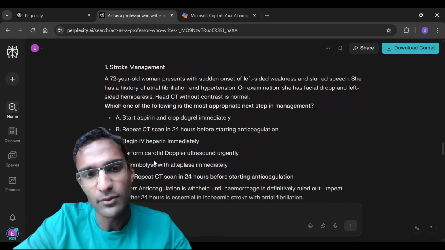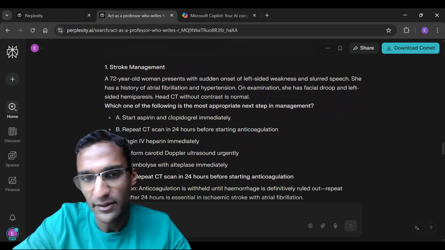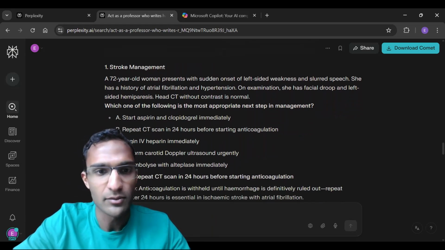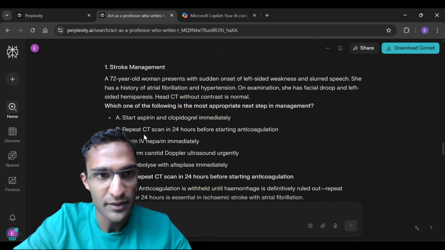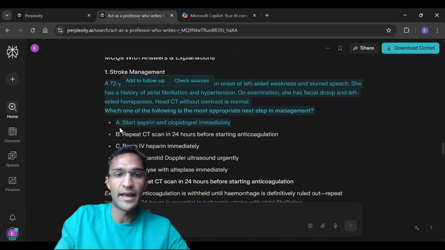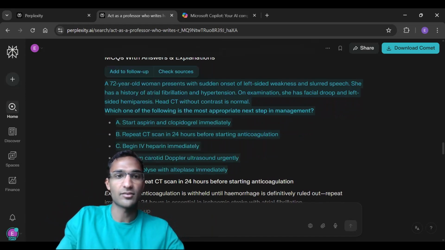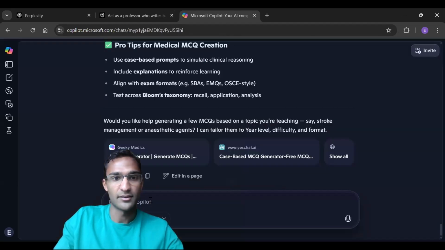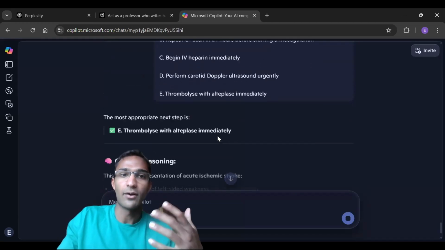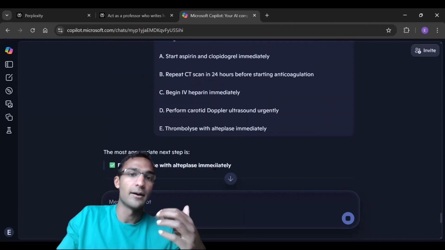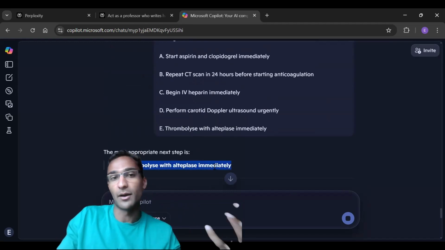All right, so in this case, they've gone for B, repeat CT scan, and they have their explanation. I did look through this question before, and I was a bit confused. So then I think if you get answers like that, just copy the question and check it on a different AI. And if they all say the same thing, then you might be onto something.